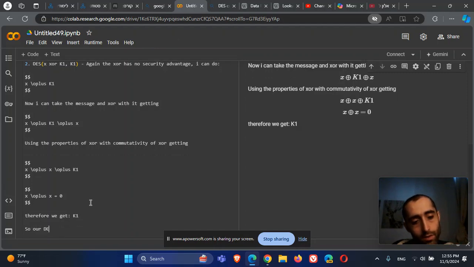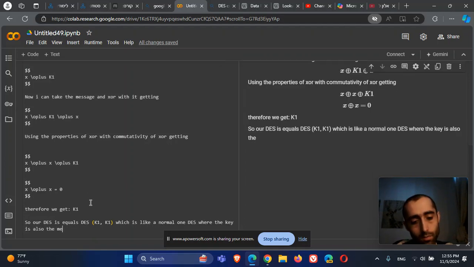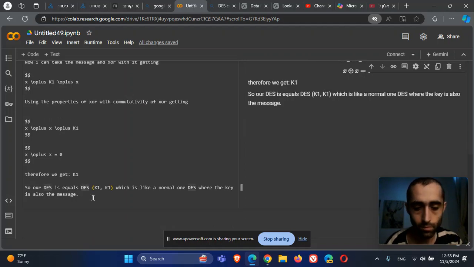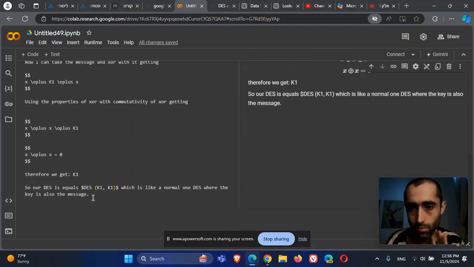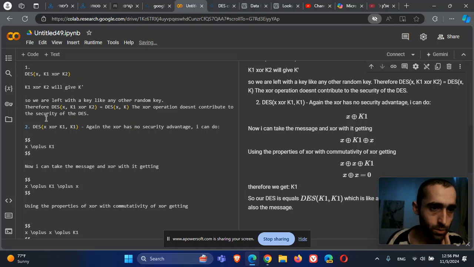And how does it help me? So our DES is DES of K1, K1, which is like a normal one DES, where the key is also the message. Okay, so this was the second one.